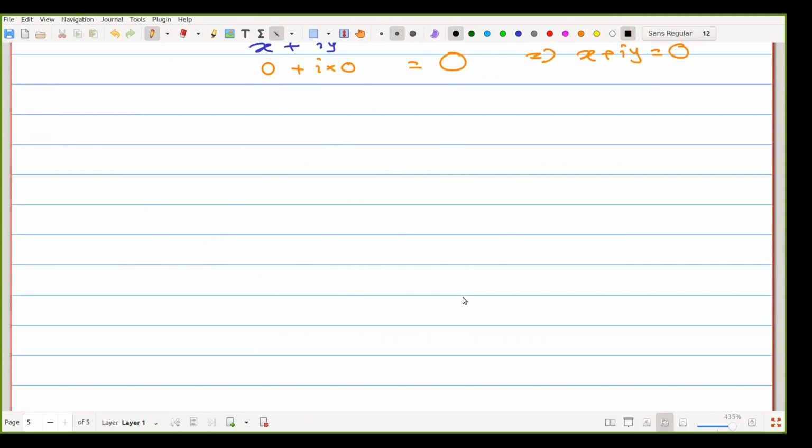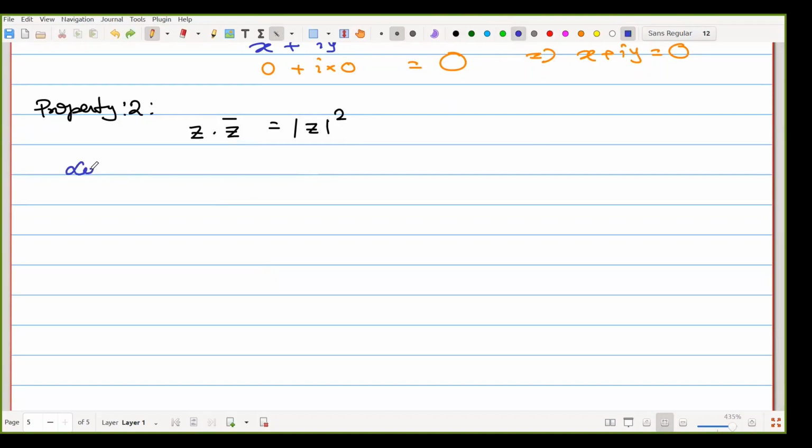Next property, which is very important, property 2: when a complex number is multiplied by its conjugate, that gives us the square of the modulus of z. Okay, let's check how to prove it.